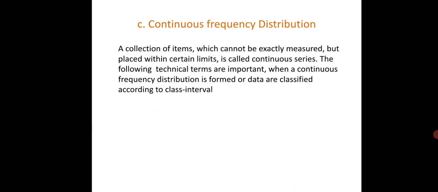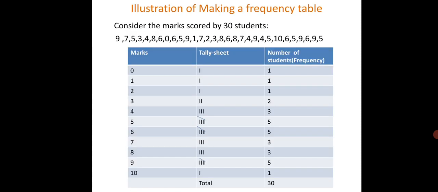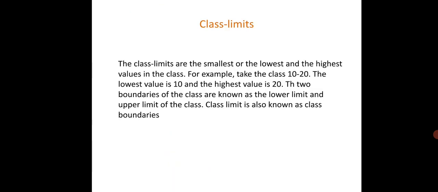Continuous frequency distribution. It is a collection of items which cannot be exactly measured but placed within certain limits. It is called continuous series. The following technical terms are important when a continuous frequency distribution is formed or data are classified according to the class interval. You can see an example here.